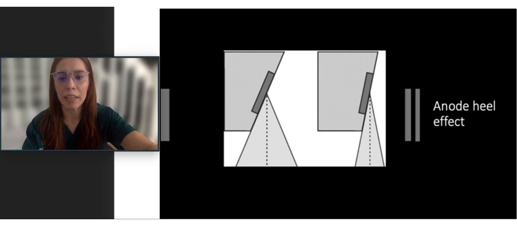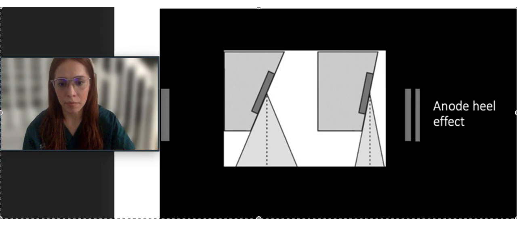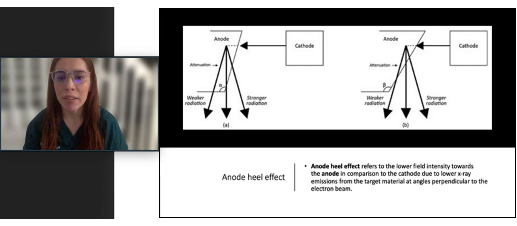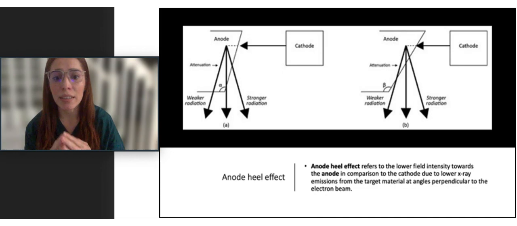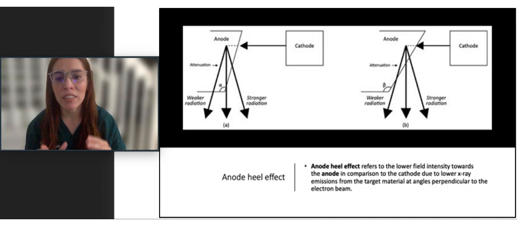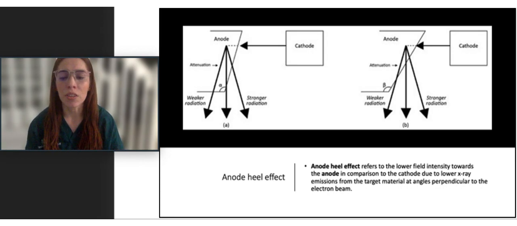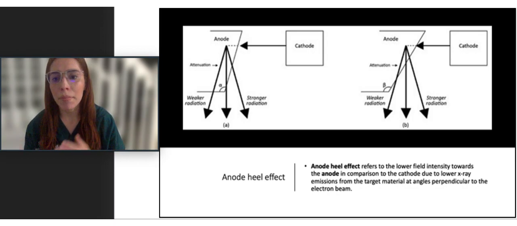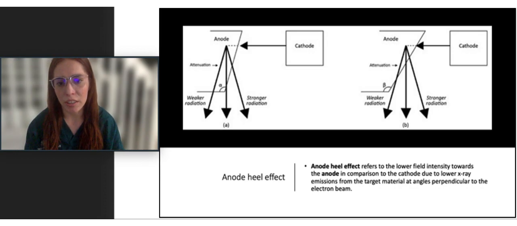Anode heel effect. It is a variation of the intensity of X-rays emitted by the anode depending on the direction of emission along the anode-cathode axis. Due to the geometry of the anode, X-rays emitted toward the cathode are in general more intense than those emitted perpendicular to the cathode axis.